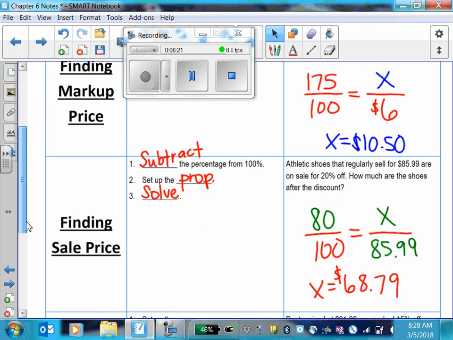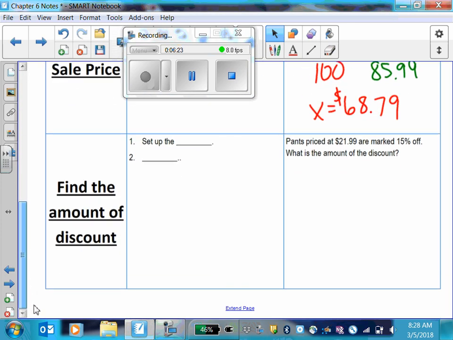So let's say we don't even want to find the sale price. We just want to know how much I'm going to get off. Let's just say they're like, I wonder how much I'm just going to get off. This is just like what we did in 6.6 and 6.7. You're just going to set up the proportion and solve. There's no difference. You're literally just going to find 15% or whatever percent they're asking. This is if they say, how much am I going to save? That would be where you want to know that answer.